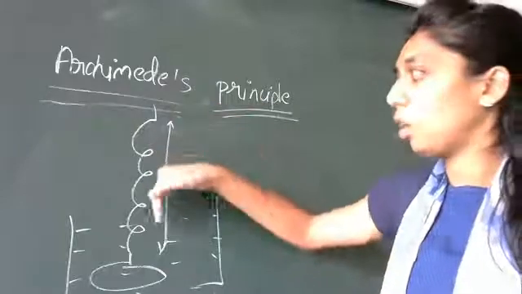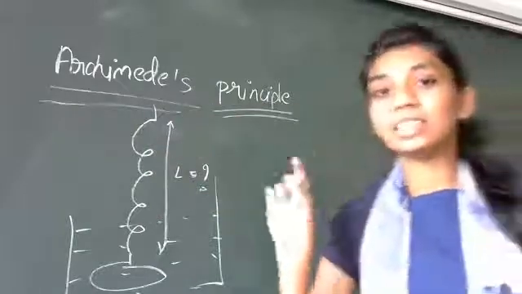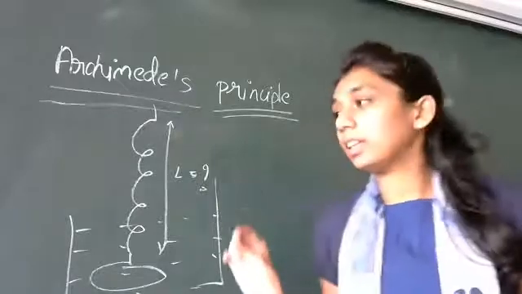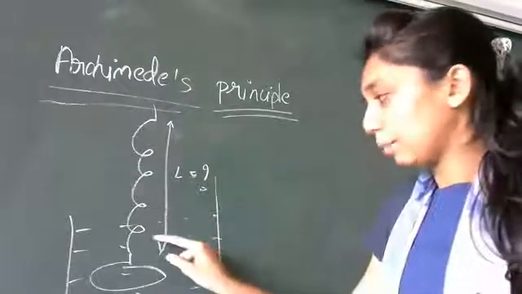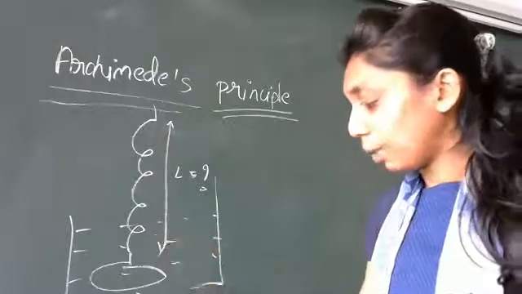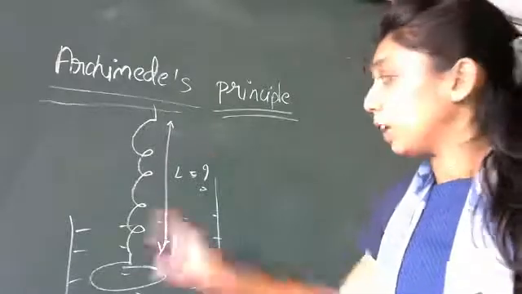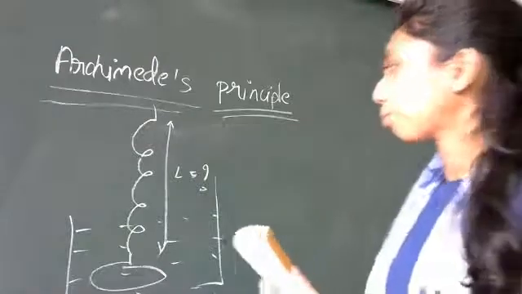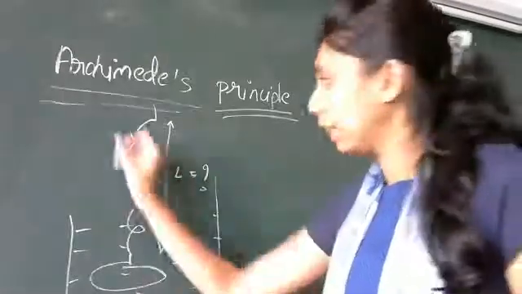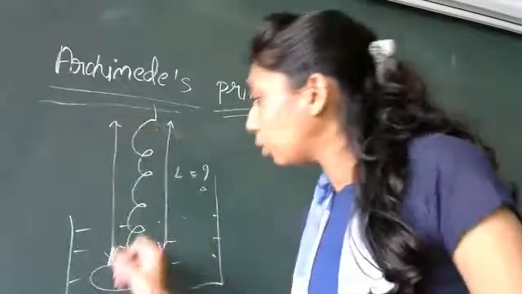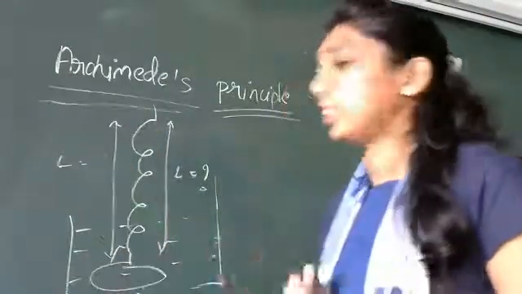As it goes inside the water, the elongation starts decreasing. Slowly the elongation decreases. As I immerse it more, and completely immerse the stone till here, we can observe the change in the length. After immersing it completely, again I will note down the length of the spring.